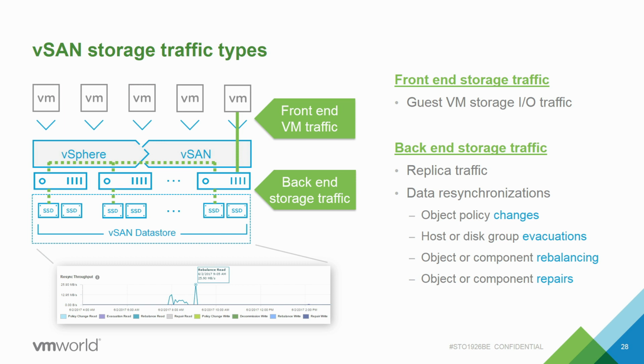We're going to jump into that in a little more detail shortly. And then finally, we have object and component repairs. This is when vSAN recognizes that something is out of compliance. It's whether the objects are absent, or if it received a SCSI sense code and says, we need to rebuild or repair some of that data in order to bring the objects back up to full compliance.